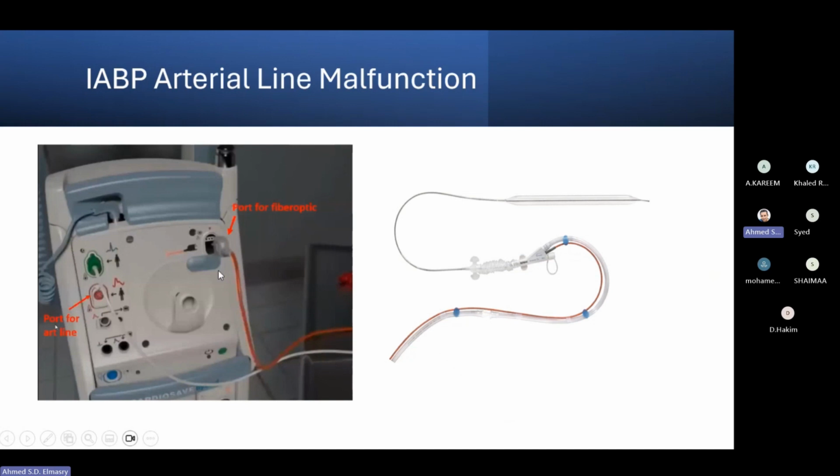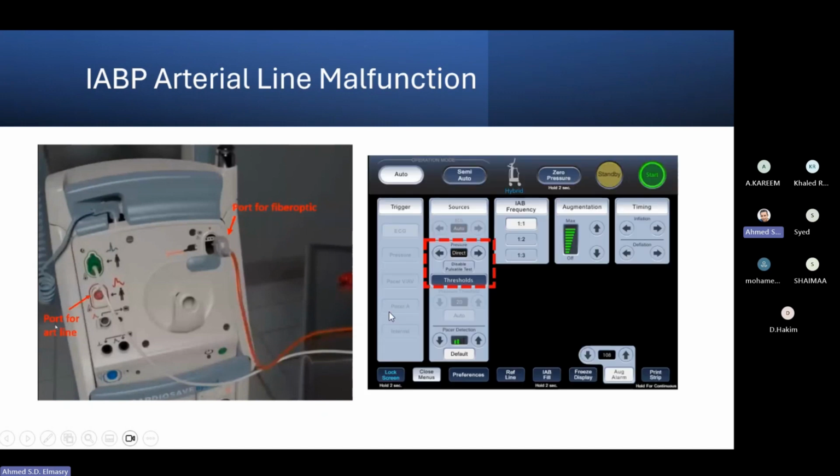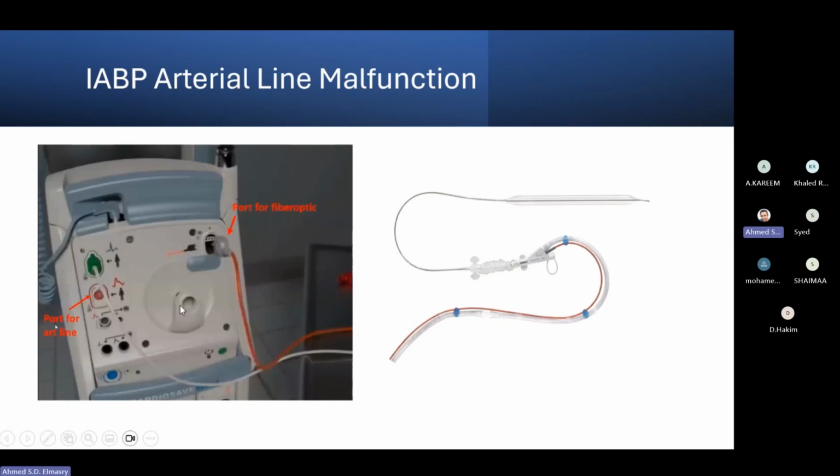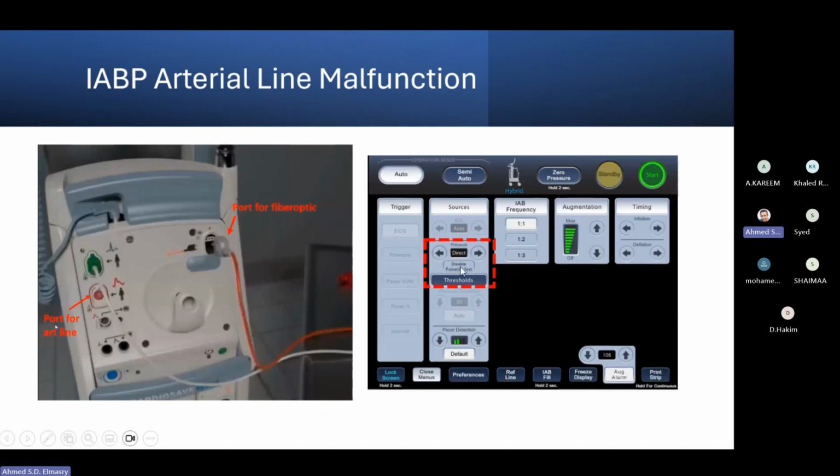So in this console, you have a board for the fiber optic to measure and trace the arterial waveform. But if it's not working, you have a backup board here for the arterial line. And if you use this one, you have to go to the sources, and after that it changes from the direct to the external source, which is this port for the arterial line.